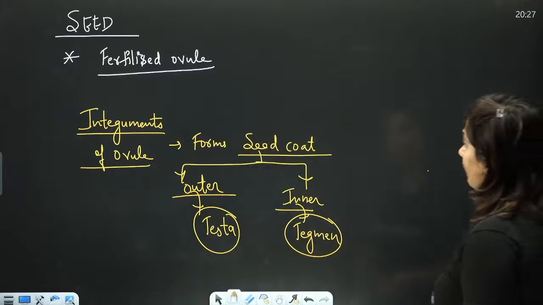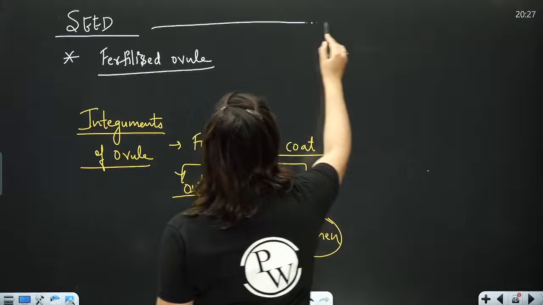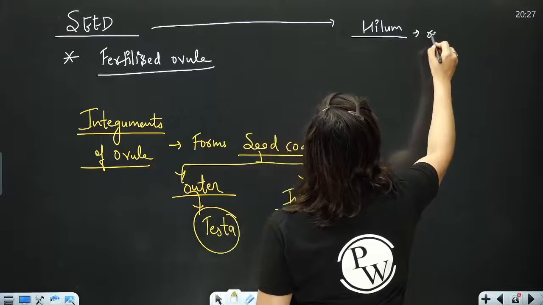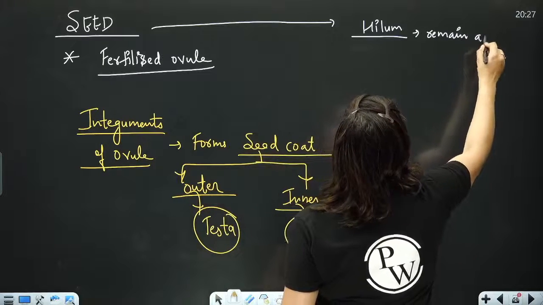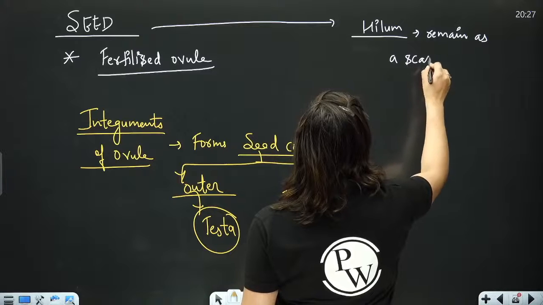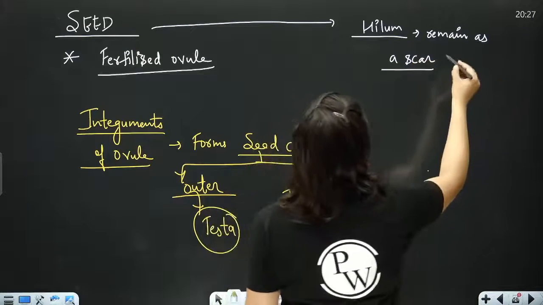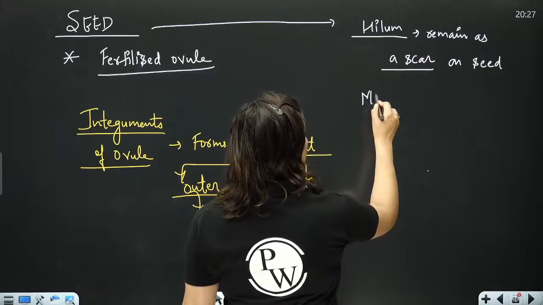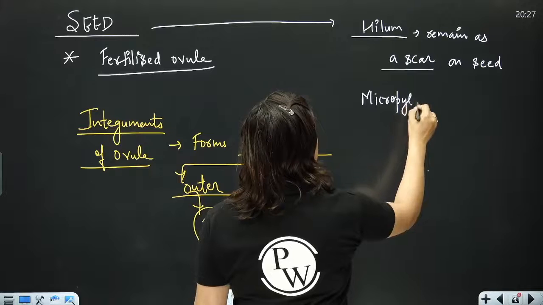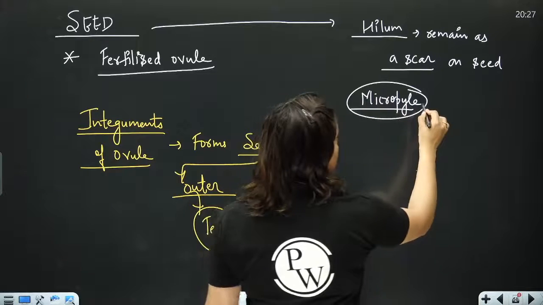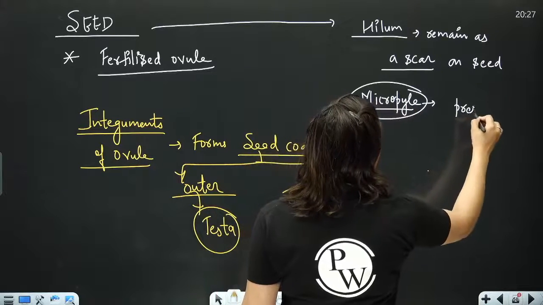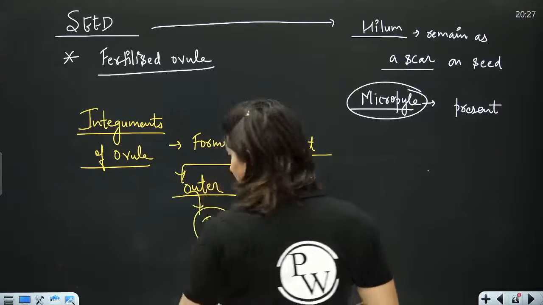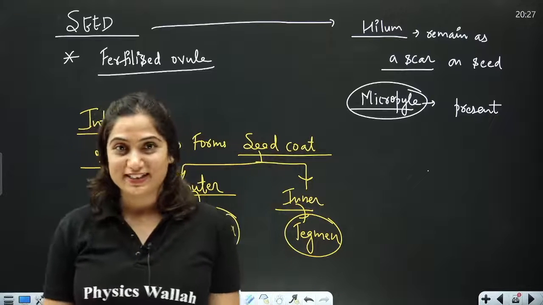Okay. And another important point is hilum. Remember hilum? Hilum remains as a scar on the seed. A scar which can be seen on seed is hilum. And micropyle, the opening which was present in the ovule, is also present in the seed. Micropyle is present, and through this micropyle the new seedling, the new small plant, comes out.